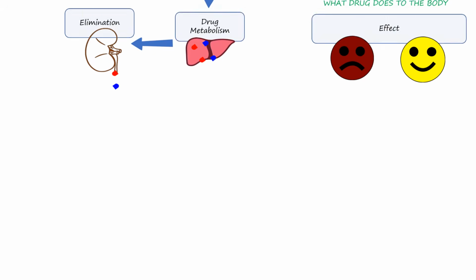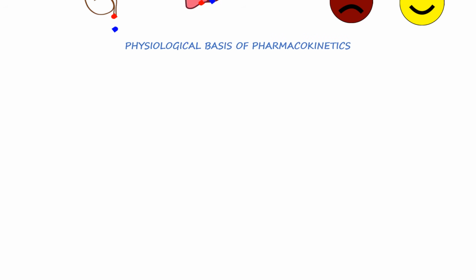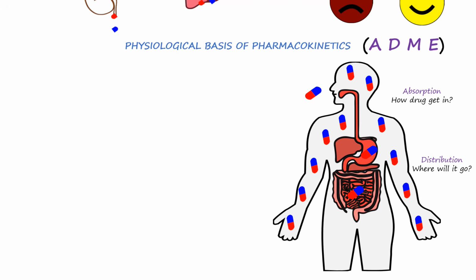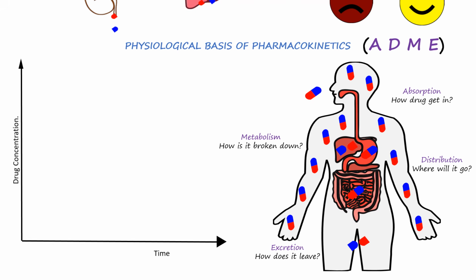Let's look into the pharmacokinetic principles first. Once again, pharmacokinetics is the study of drug movement in, through, and out of the body. It is the study of processes by which a drug is absorbed, distributed, metabolized, and eliminated by the body. These four processes explain how the drug levels in the blood change over time.